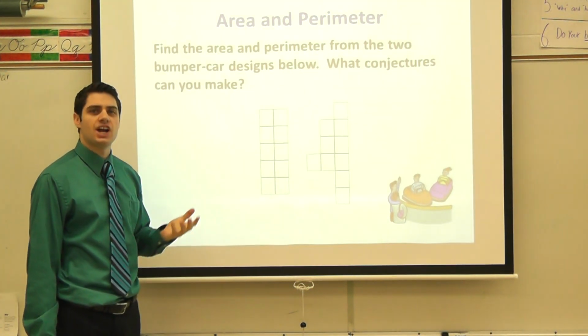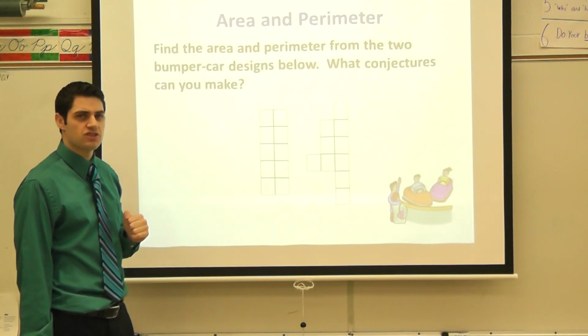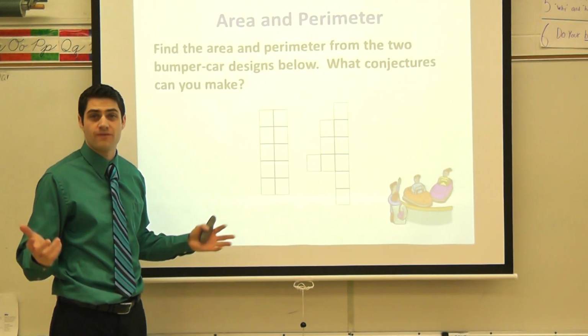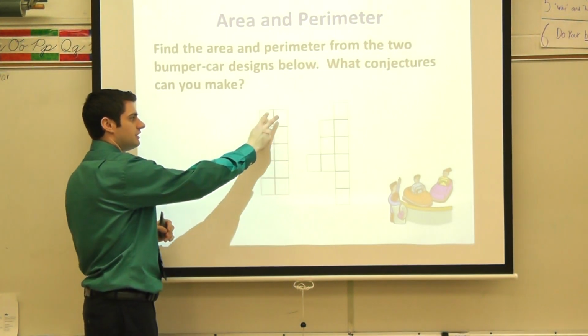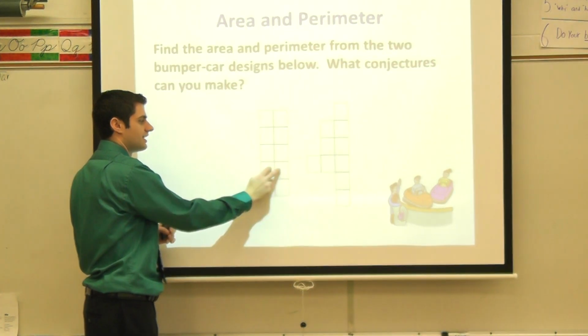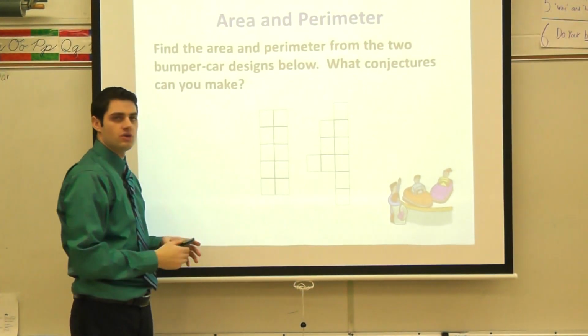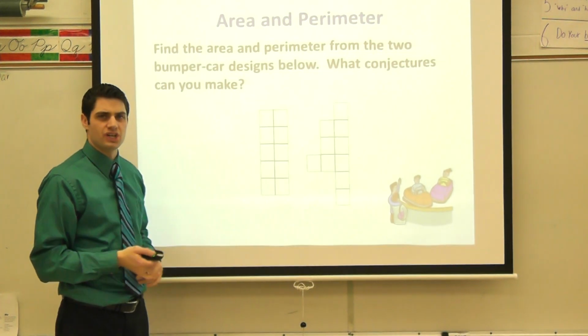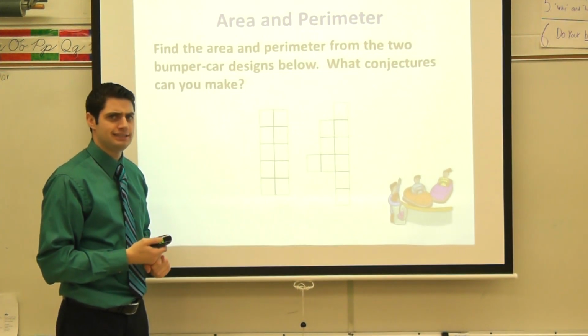Let's start with the area. When finding the area in these designs, we're going to find the inside portion. So for this, say we're working with square feet, I'm going to count the inside. 2, 4, 6, 8, 10. I have 10 squares, so the area would be 10 square feet if I'm working with the unit of feet.